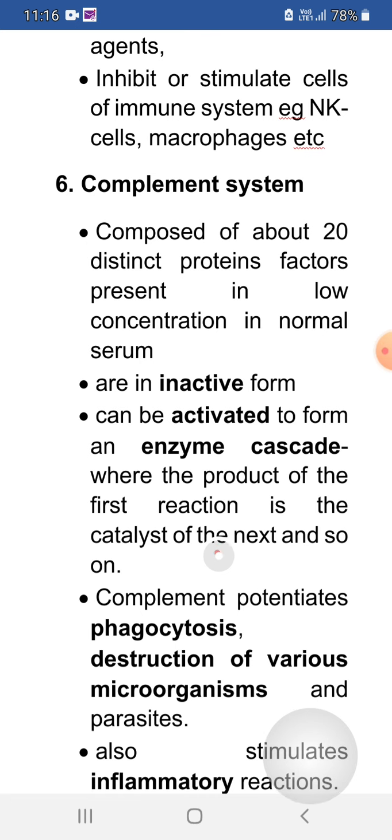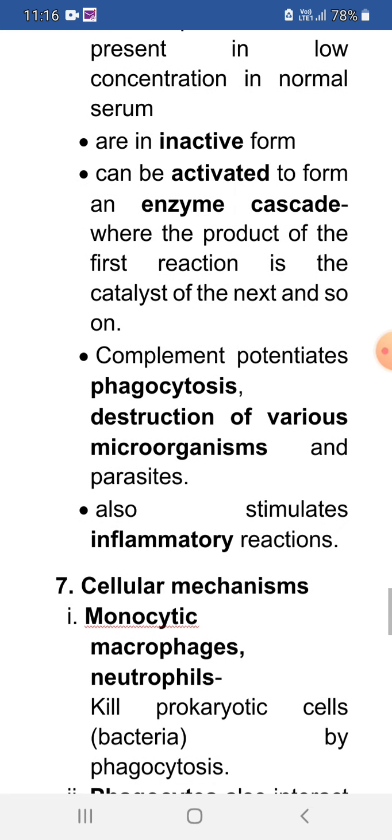And at the end of that, the complement enhance immunity like phagocytosis and destruction of various microorganisms by lysis and inflammation. So they stimulate inflammation, stimulate phagocytosis, and destroy microorganisms by lysis. We'll see that when we talk about complement. But they enhance or potentiate immunity when activated only.